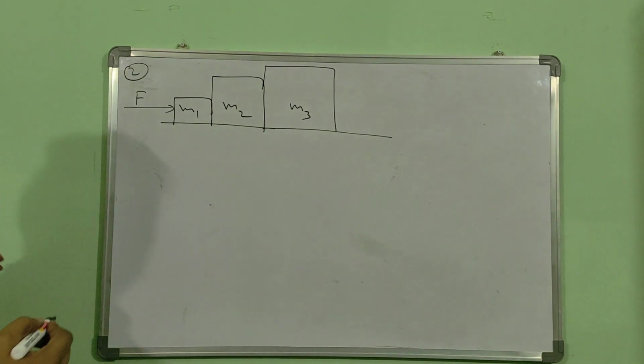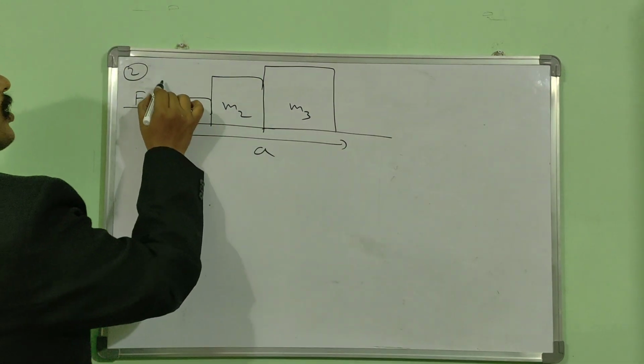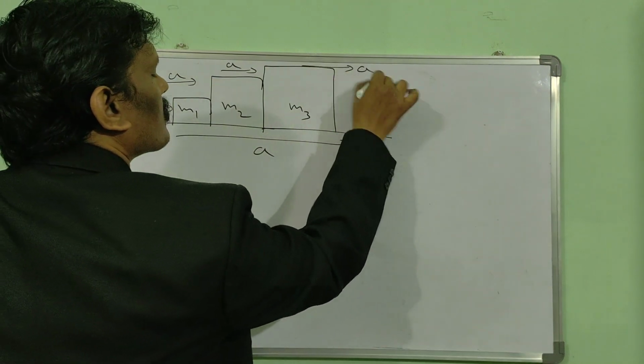M1 side I am going to assume. So the total system is moving with the acceleration A. Now M1 is moving with the acceleration A, M2 is moving with the acceleration A, and M3 is also moving with the same acceleration A.